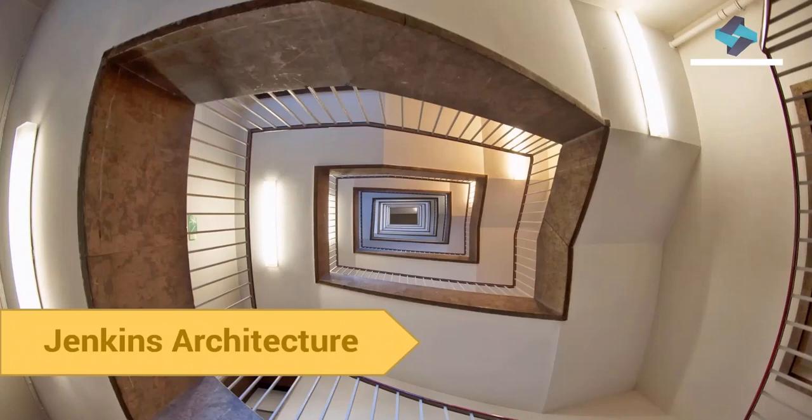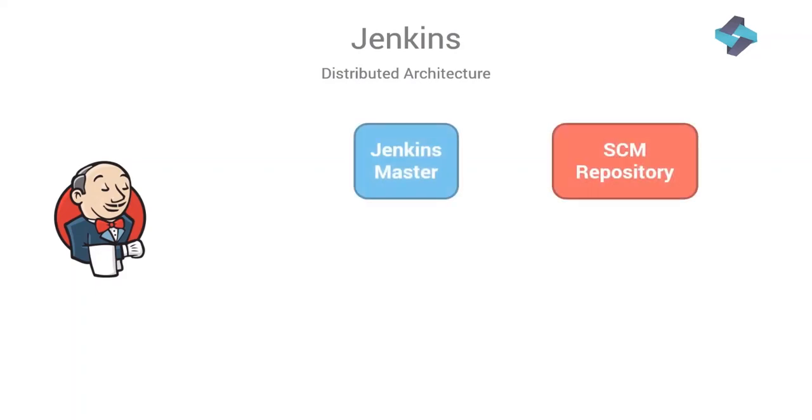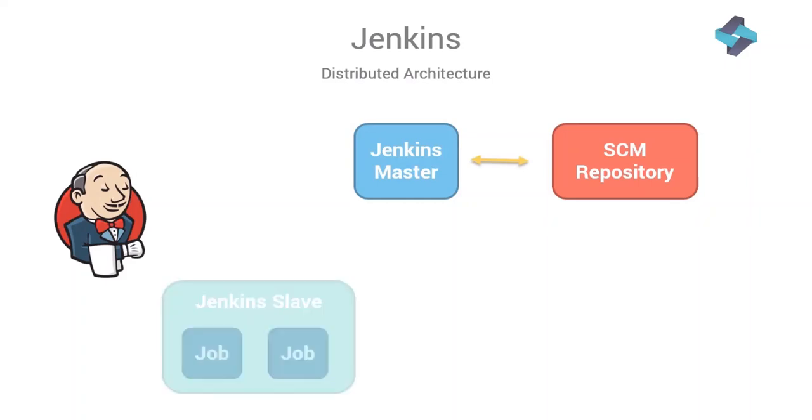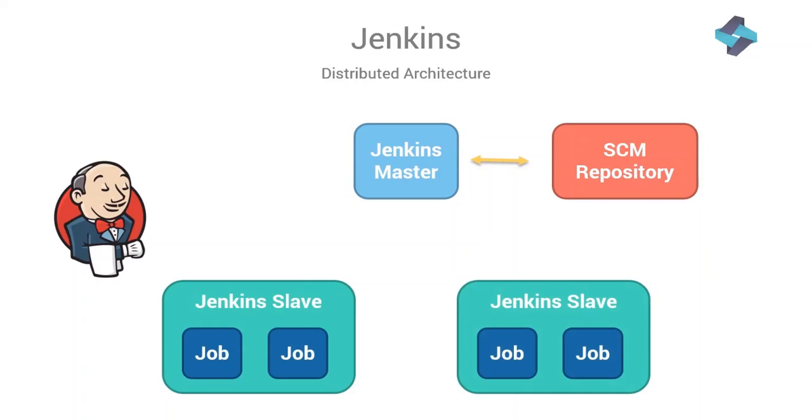Now, let us explore the architecture of Jenkins and see what are its core components. Generally speaking, Jenkins uses the master-slave architecture to manage distributed builds. In this architecture, master and slave communicate through TCP/IP protocol. The main Jenkins server in this distributed architecture is the master server.